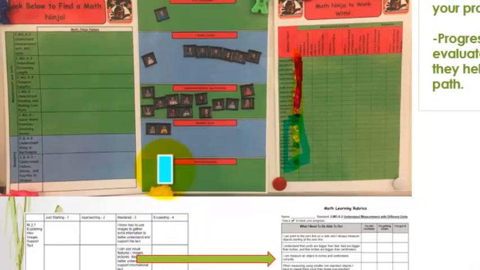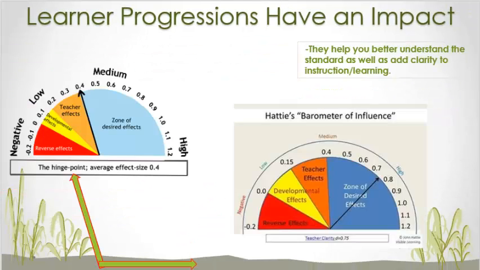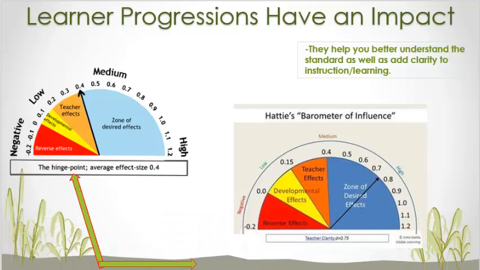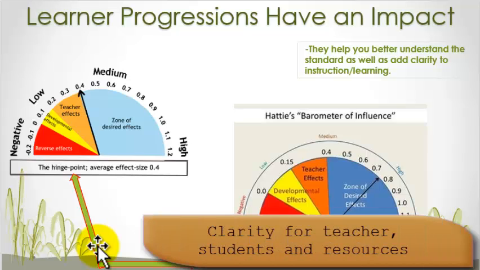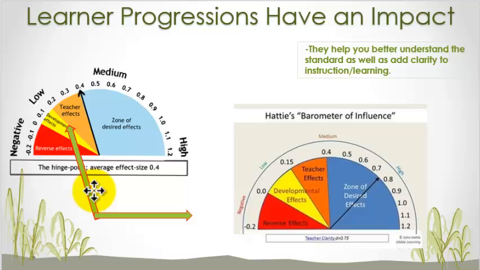All right. Now let's take a look at why it's important to do this, because another big thing that goes with everything I've already shared is the fact that learner progressions have a huge impact on learning because they help build clarity to teaching, not only for the teacher but also for the student. The big thing is the clarity for the teacher and the resources, which is extremely important because everything is going to be talking and working together.